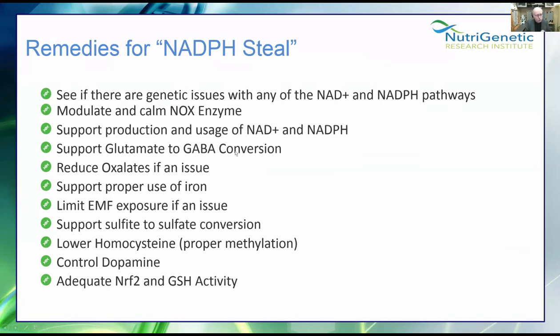Support glutamate to GABA conversion if that's the issue. Reduce oxalates if it's an issue. Support proper use of iron if it's an issue. We should all be limiting EMF exposure, but particularly those who have the calcium voltage channels. Support sulfite to sulfate. Lower homocysteine. Control the dopamine. By the way, just clinical pearl.